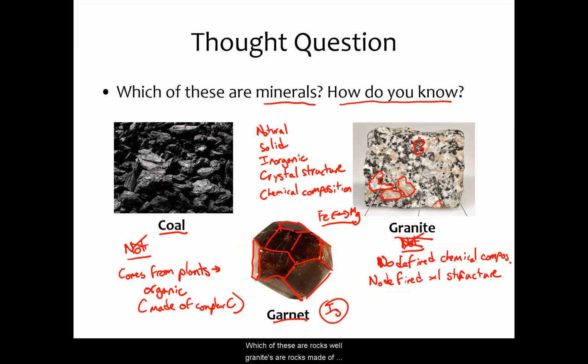Now, which of these are rocks? Well, granite's a rock. It's solid piece and it's made of minerals that are all stuck together. Coal is as well. You can find solid, unified seams of coal. The only reason this is broken up into pieces is because we've mined it and broken it up already.